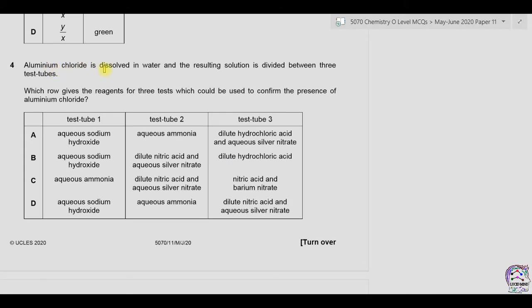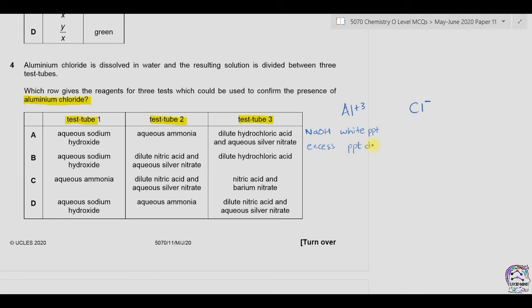Question 4. Aluminum chloride is dissolved in water and the resulting solution is divided between 3 test tubes. Now this is test tube 1, 2 and 3. Which row gives the reagents for 3 tests which could be used to confirm the presence of aluminum chloride? As we know that in aluminum chloride there are 2 types of ions. One is aluminum ion and second is chloride. On adding aqueous sodium hydroxide, few drops white precipitate is formed. While adding excess sodium hydroxide, this precipitate dissolves.